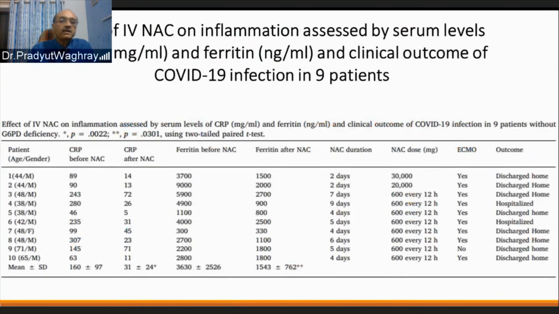It was found that there is a significant reduction in the inflammatory markers in patients with COVID-19 who ended up in ECMO. As seen here in the 9 patients studied with intravenous NAC administration, the CRP was significantly reduced after the NAC. Ferritin was significantly reduced after the NAC. NAC was given for a duration of 2 to 10 days, and the doses of NAC ranged from 1200 milligrams to as high as 20,000 milligrams.